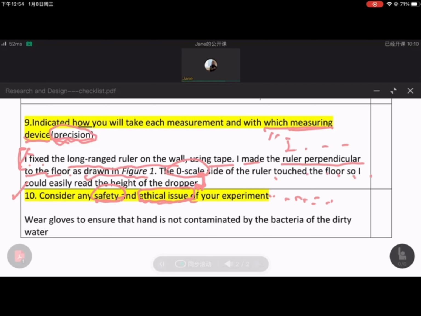Because if you do not include this in your report, it shows that you have no consideration at all, which might affect your design mark. All right, that will be the whole checklist for the research and design part.